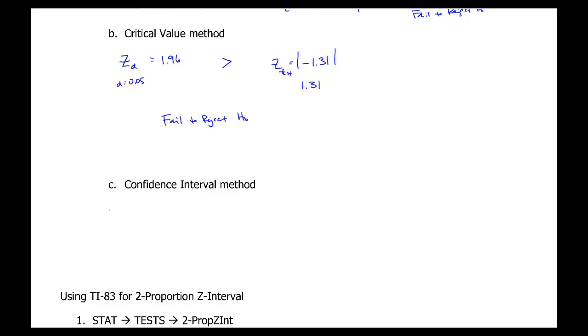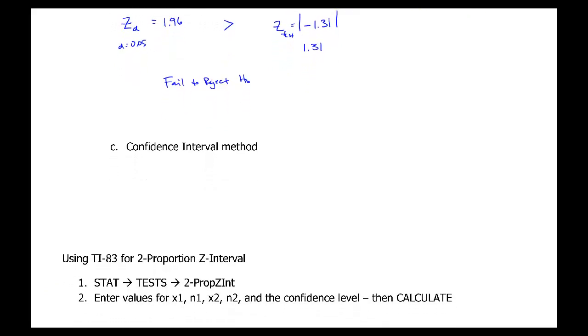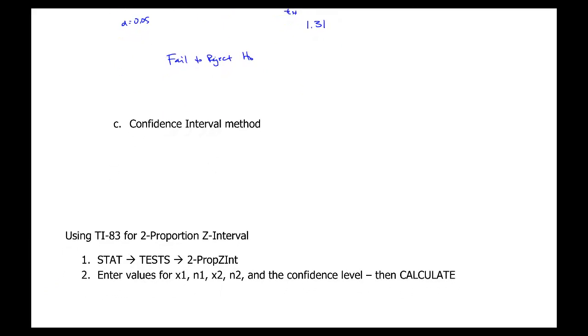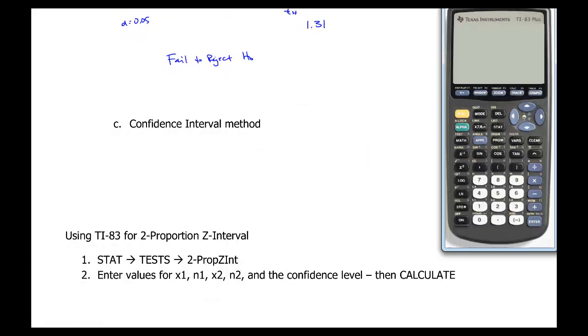And the last one, the confidence interval method. And let's just do that right in the calculator. So there is an equation for the margin of error that you could plug numbers into, but let's just look at how to do it on the calculator because that'll be the more common approach. So under the stat menu, over to tests, find the 2 proportion z interval. And there it is, it's letter B.